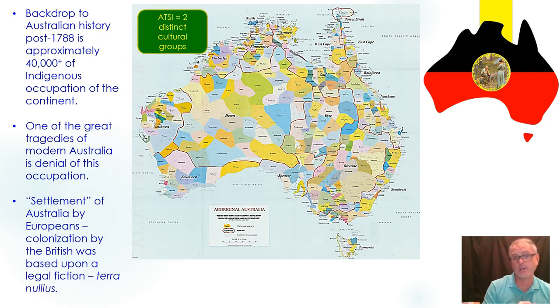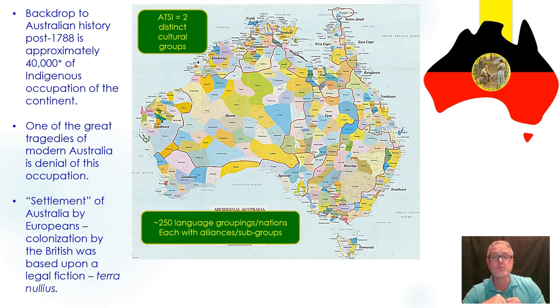So let's learn quickly a little bit about that before we go on our big journey of Australian history in the 18th century. Firstly, as we look at our map, the Tyndale map, we need to think there are two distinct cultural groups that make up Indigenous Australia. We need to know there's the Aboriginal and Torres Strait Islander peoples, ATSI.